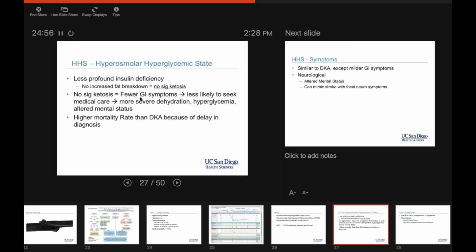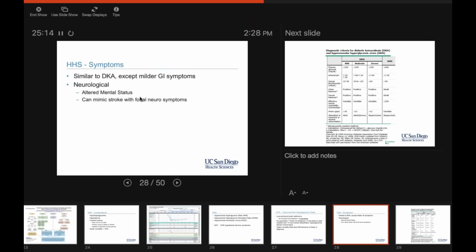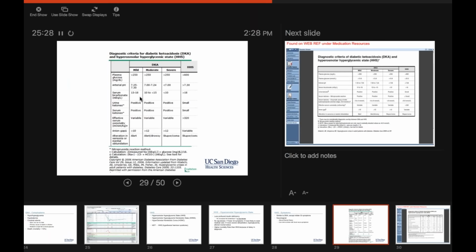Okay, they're peeing out all this sugar and all this water, and they get super, super dehydrated, and they come in altered. There's a higher mortality rate in HHS than DKA because of that delay in diagnosis. Your symptoms are similar to DKA, but without the GI symptoms because there's none of the ketones in the acid. They come in altered of some sort. It can actually mimic a stroke with even focal neuro symptoms, but usually it's more general. And here's the diagnostic criteria. High blood sugars, and it's down to your H and your H, hyperglycemia, hyperosmolar.